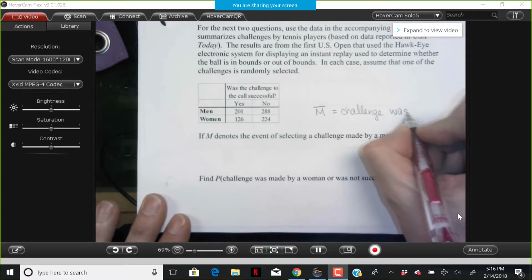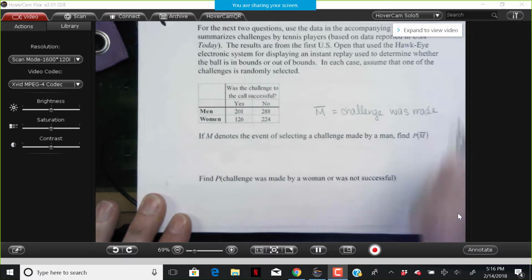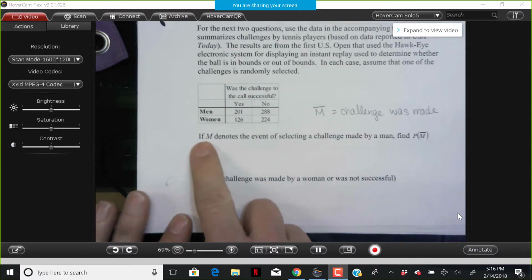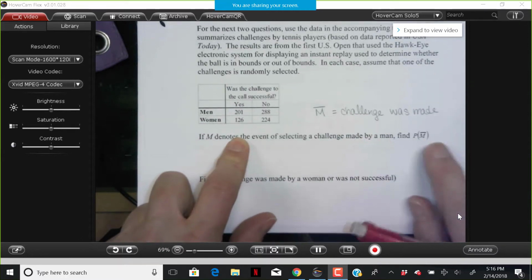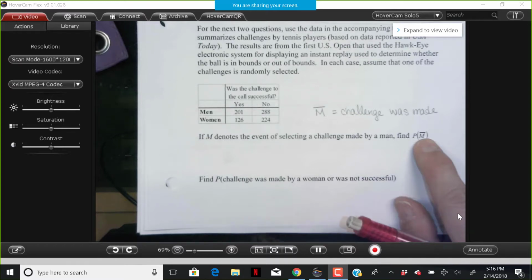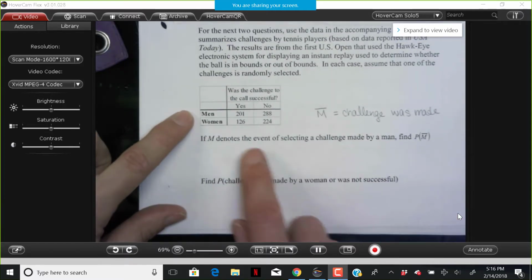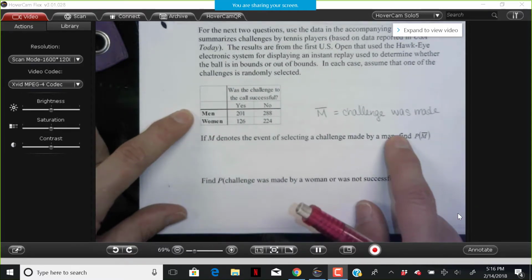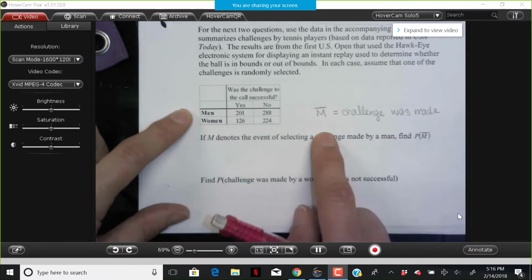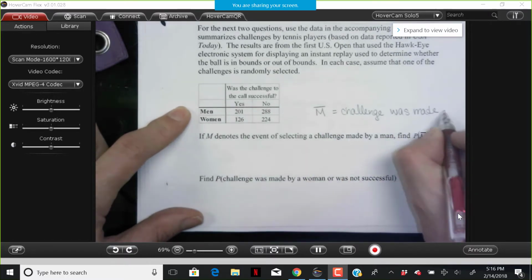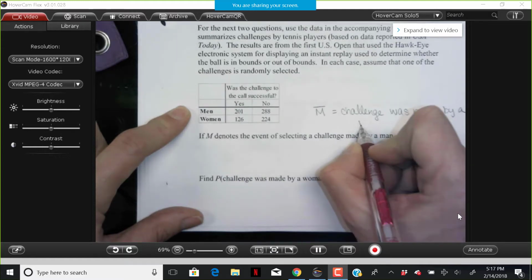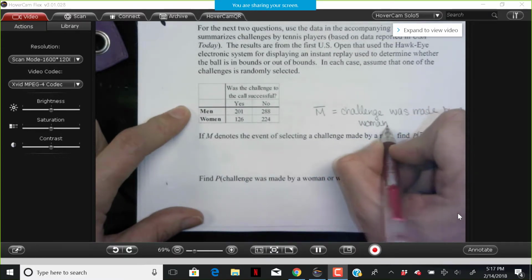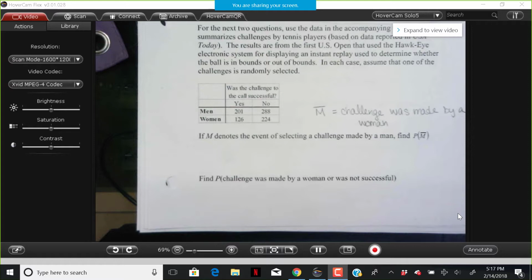So M complement means men or women? So M is, it's made by a man. So M complement is the opposite of that. So it's just the opposite. So if a man didn't make the challenge, then a woman made the challenge, right? The complement kind of means like put the word not in front of it, so the challenge was not made by a man.